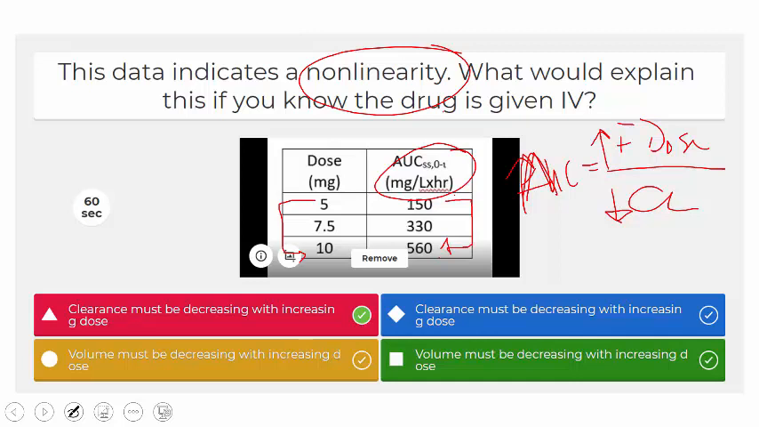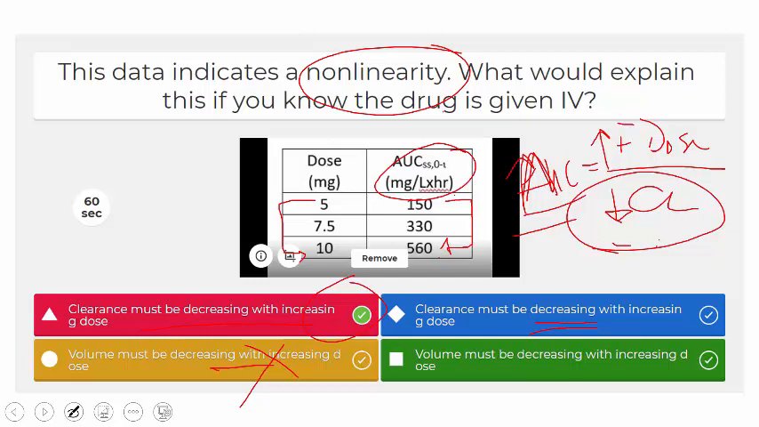So what are our choices here? Clearance must be decreasing with increasing dose. Yes, that is correct. Volume must be decreasing with increasing dose. Well, is volume a determinant of area under the curve here? No, so we don't even have to consider that possibility. How about clearance must be decreasing with increasing dose? No.